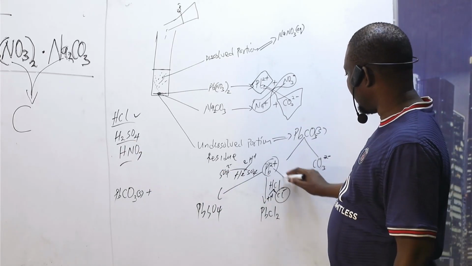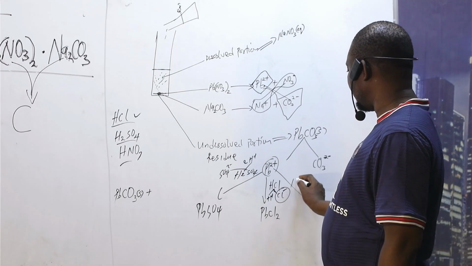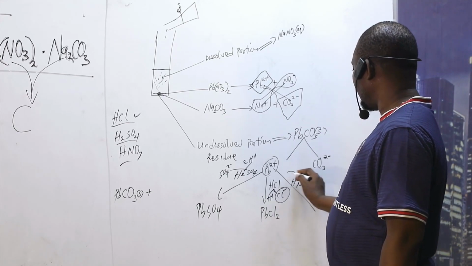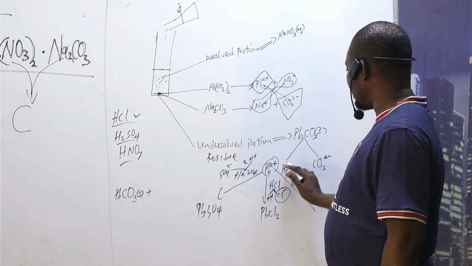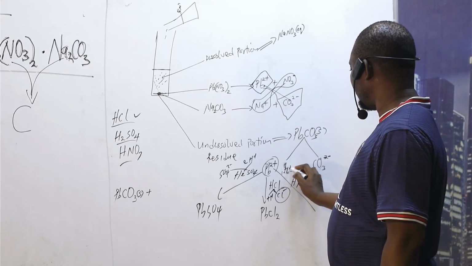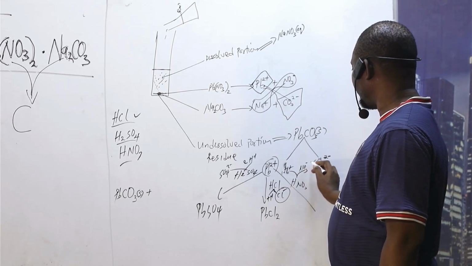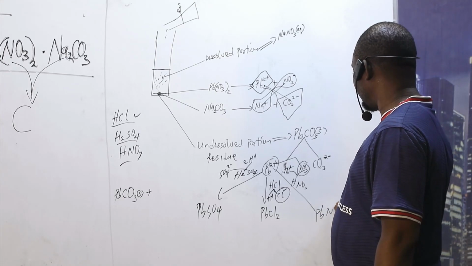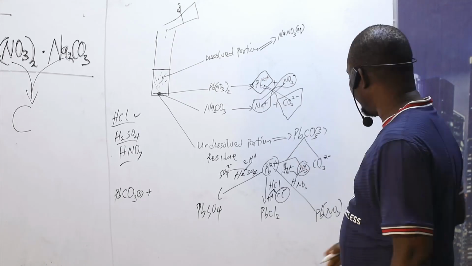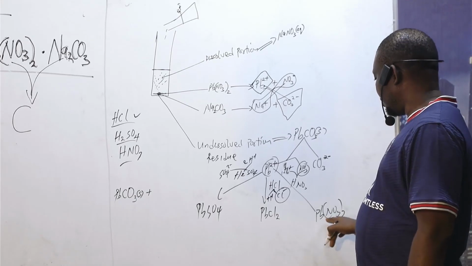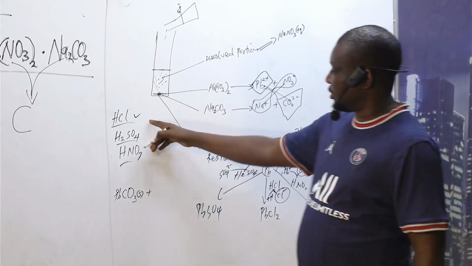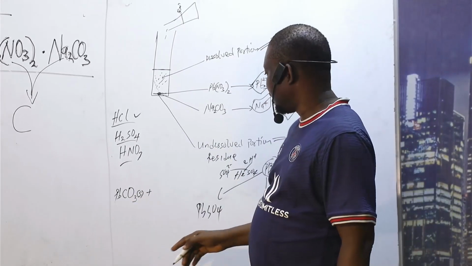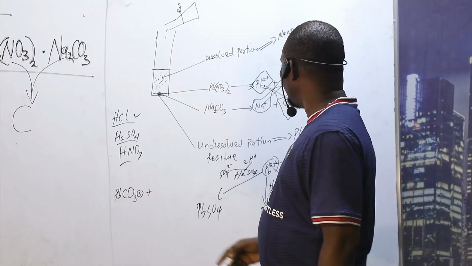But if we try the last acid, HNO3, then we have hydrogen ion and NO3 ion. These two possibly go together, and we have lead nitrate. Coming back to what we have, this is soluble. So that means the acid that will dissolve the residue, which is lead carbonate, is HNO3.